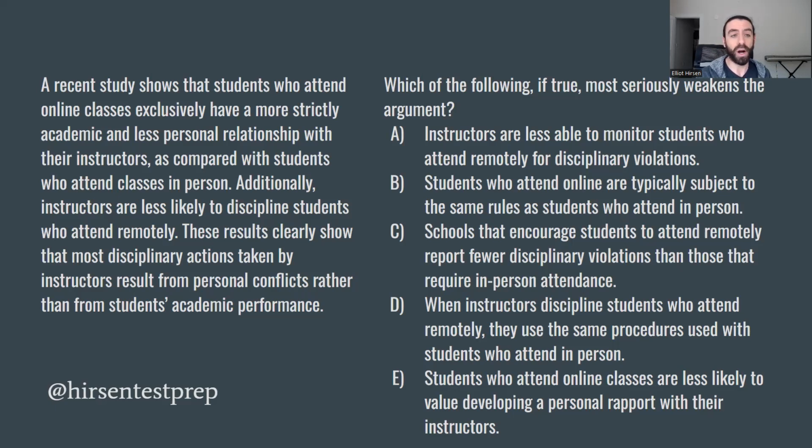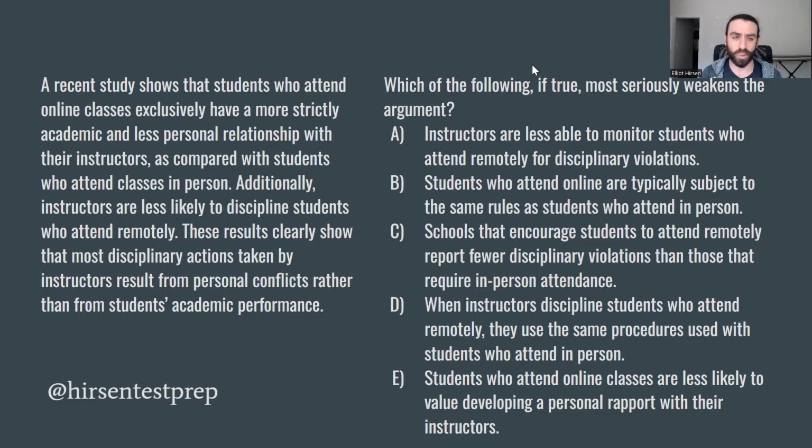All right, so our argument says that we've done a study and it shows students who attend classes online have a less personal relationship with their instructors compared to folks who attend classes in person. And also, those online students are less likely to be disciplined. So our author concludes based on this that it must be personal conflicts, since the in-person students are having more personal relationships, that are causing those disciplinary actions to be taken more than just students' academic performance.